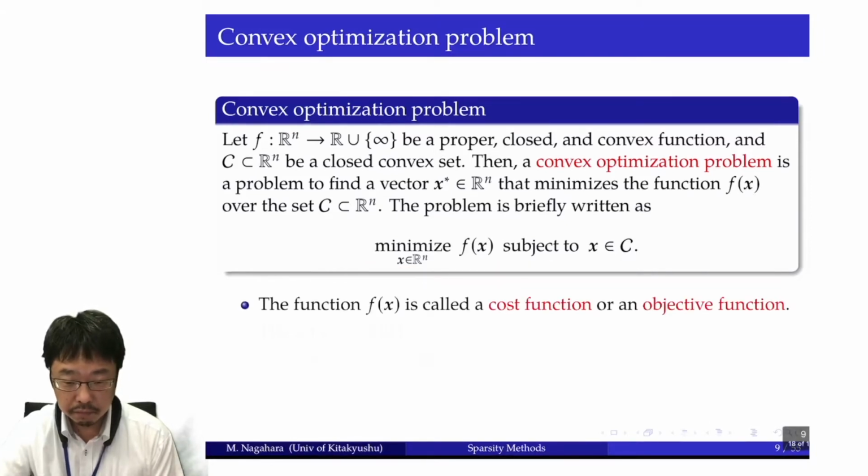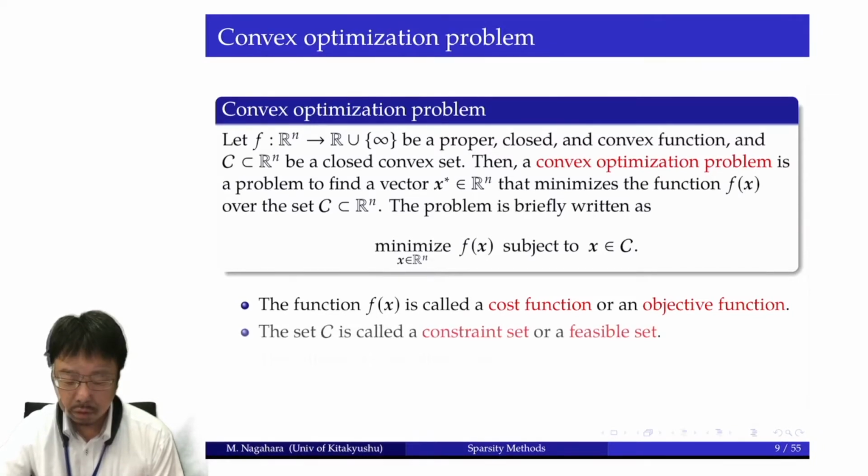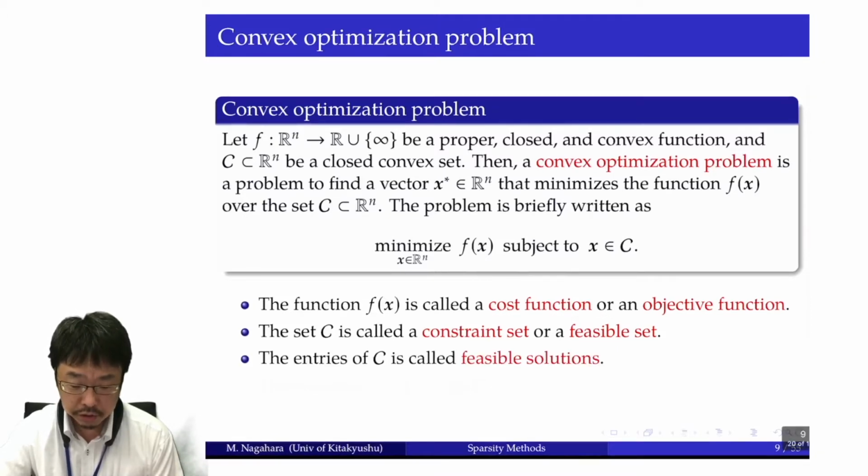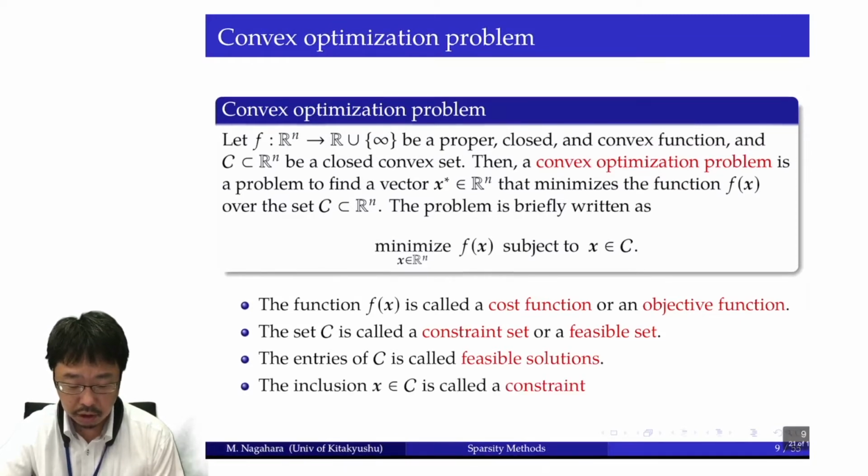In this problem, the function f of x is called a cost function or an objective function. The set C is called a constraint set or a feasible set. The entries of C are called feasible solutions, and the inclusion x in C is called a constraint. I believe these words are familiar to you.